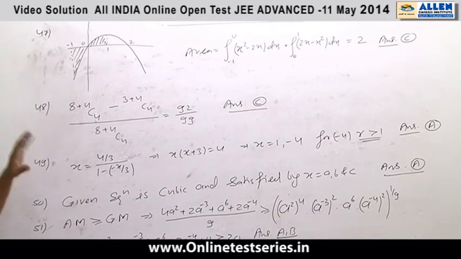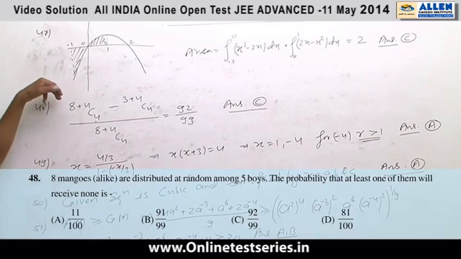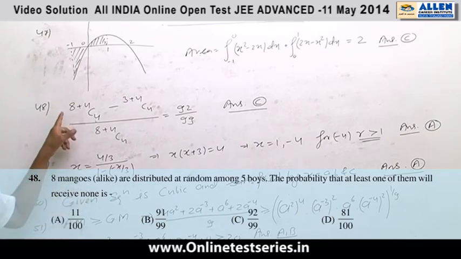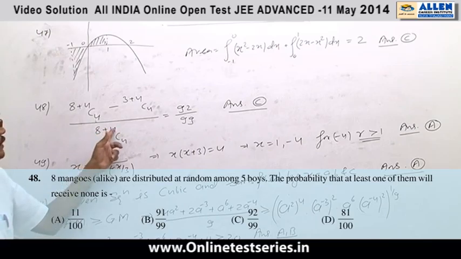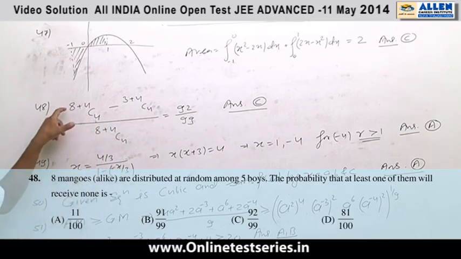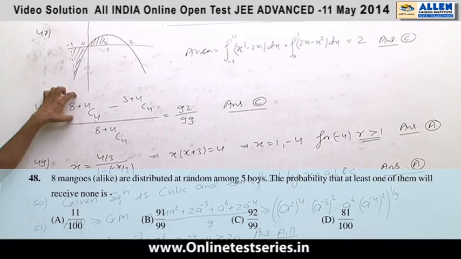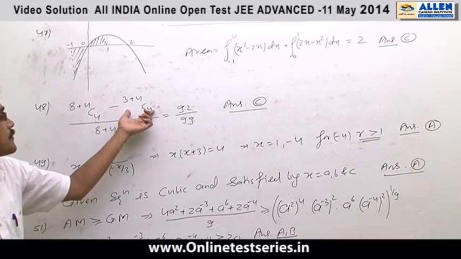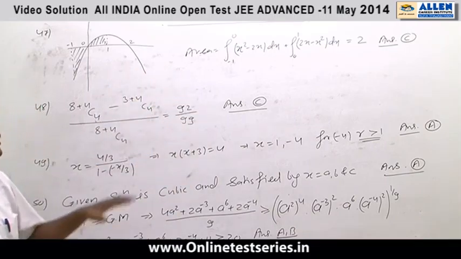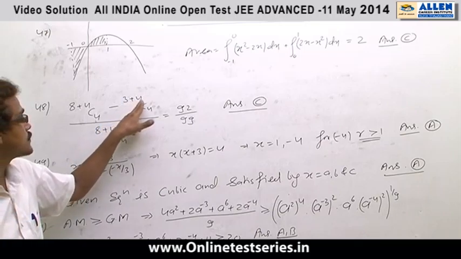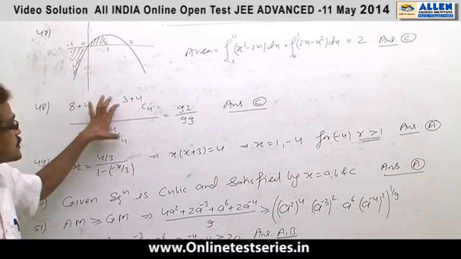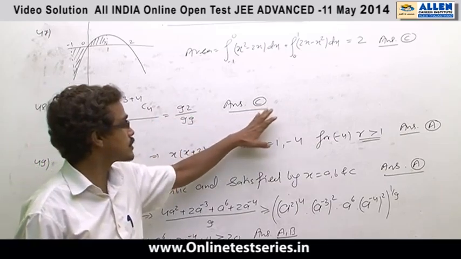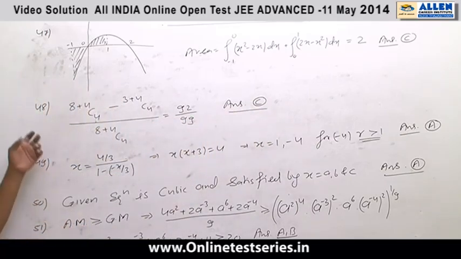Next question, in which we have to find the probability if 8 mangoes are distributed among 5 persons, if none is empty-handed. So the total number of possibilities of distribution will be 8 plus 4 C4, and the required probability if at least one person is empty-handed is 8 plus 4 C4 minus, when we give at least one mango to each person, this will be 3 plus 4 C4. So finally this expression gives the result 92 by 99, which is option C. So that's why C is the correct option for question number 48.